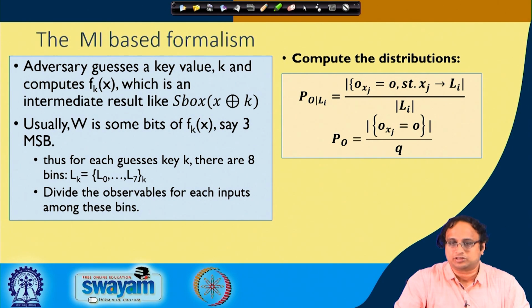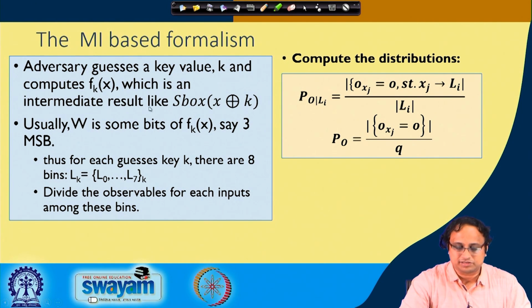Okay. So, now with this definition, we can go and define the actual attack. The attacker guesses a key value k and computes fkx, which is an intermediate result like S box of x XOR k. Now this W is some bits of fkx. It could be the Hamming weight also, but suppose it is some bits of fkx, say the 3 MSB bits.